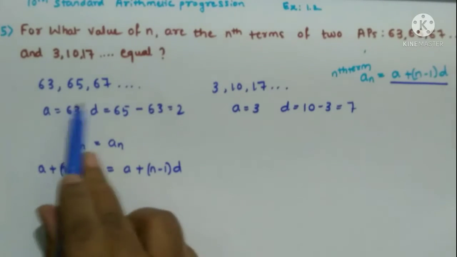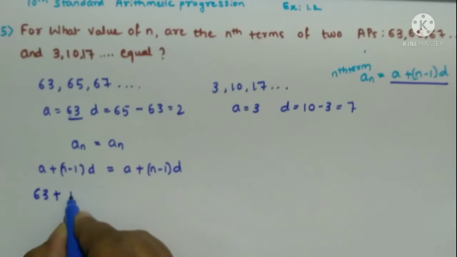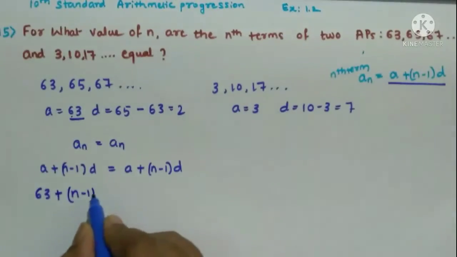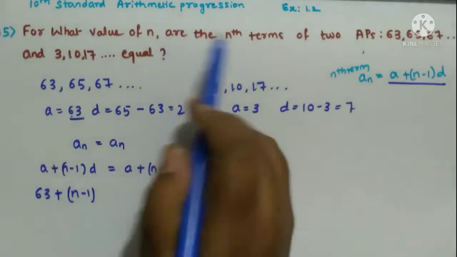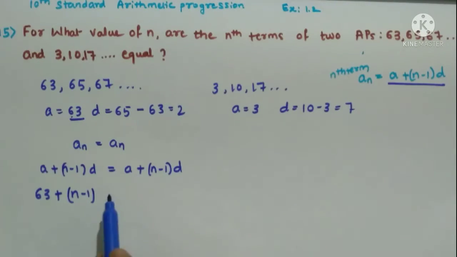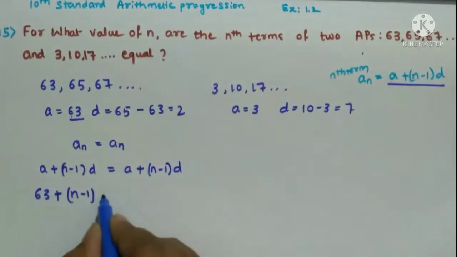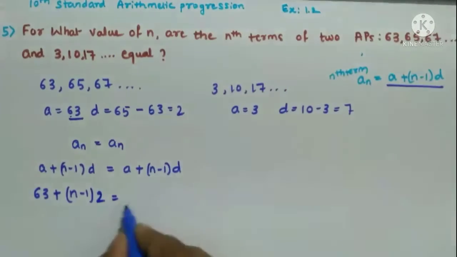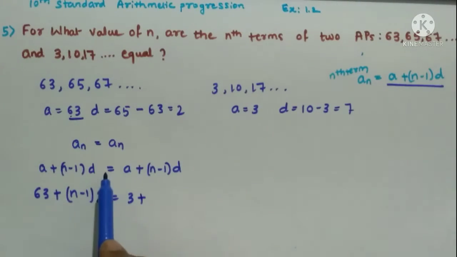Here you see, in the first AP the a value is 63, plus n minus 1, where we don't know the n value. For what value of n only we want to find. Why are we equating? Because we want to find for which value of n the nth terms will be equal. We'll solve it and I'll tell you afterwards what will come. The d value in the first AP is 2. In the second AP the a value is 3 plus n minus 1 into 7. We are equating because we want to find for which value of n that number will come equal.